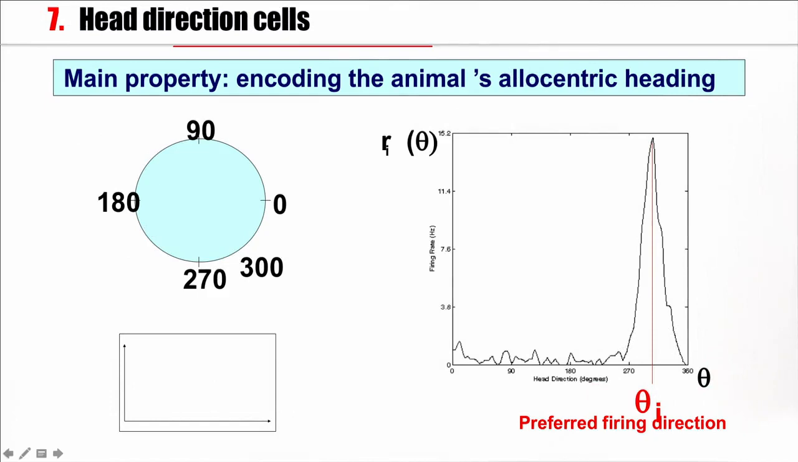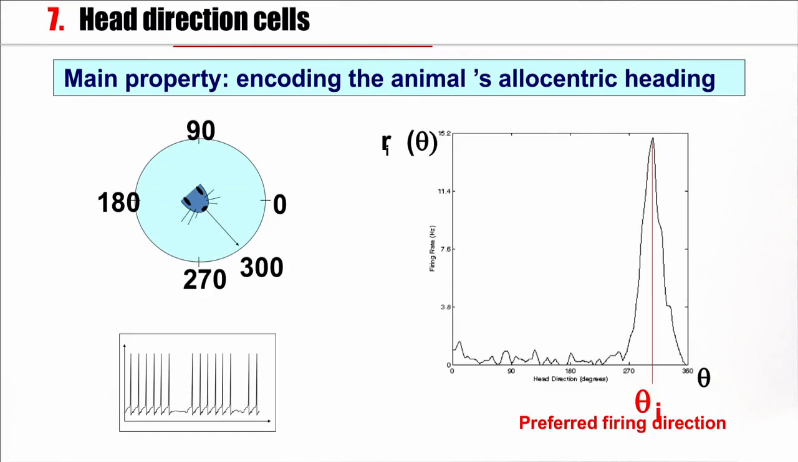And again, a little animation. So I have my rat here sitting over there. The rat looks around. If it looks in this direction, there's very little activity. Now it looks in a different direction. The activity increases. And here in this region, close to 300 degrees, there's the strongest activity.